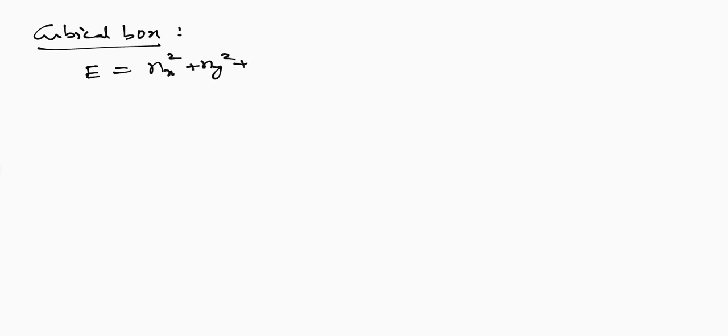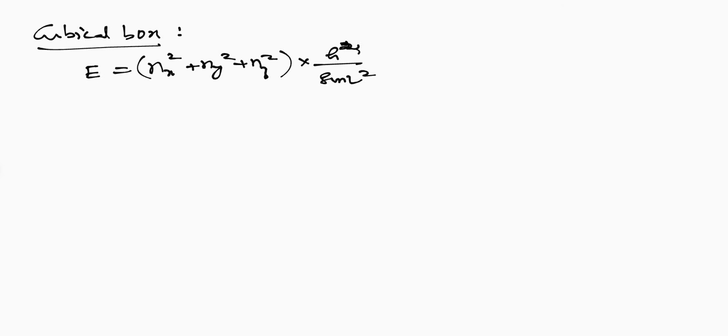Let me take energy first. Remember, we have taken only the cubical box. So in a cubical box, the x-intercept, y-intercept, z-intercept, all the lengths are the same. So we got this expression for energy. What is the energy expression? Energy depends on three quantum numbers, nx, ny, and nz, into h square by 8 m L square. This is the expression for energy for a particle in a cubical box.